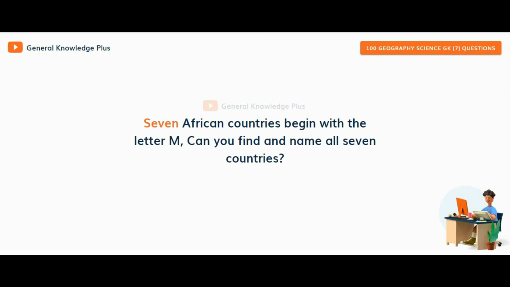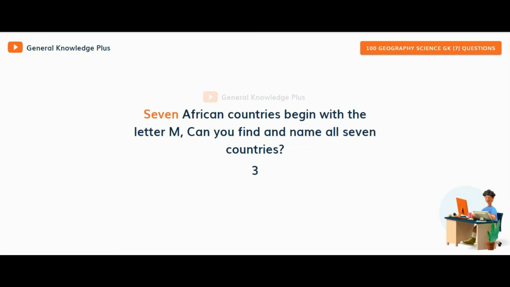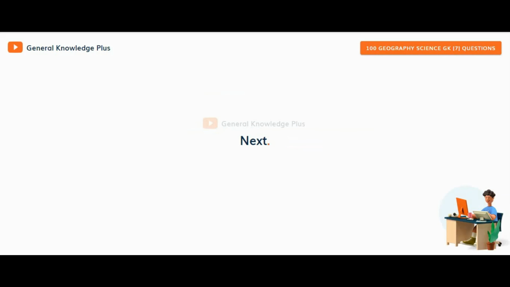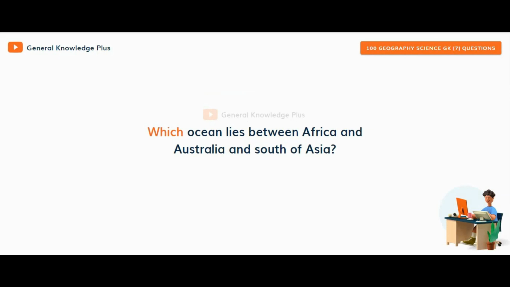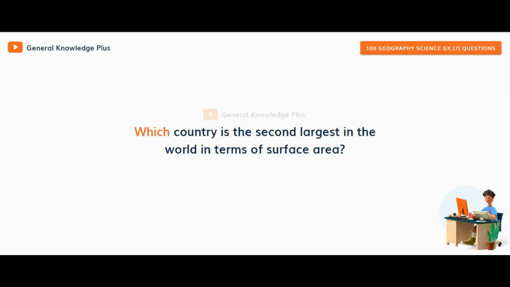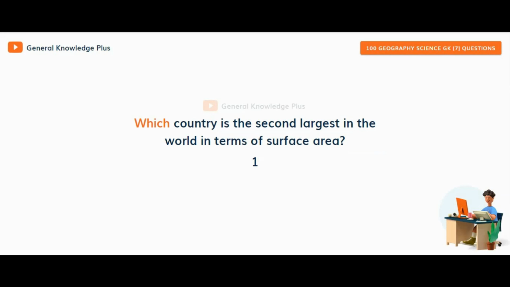7 African countries begin with the letter M. Can you find and name all 7 countries? Madagascar, Malawi, Mali, Mauritania, Mauritius, Morocco, Mozambique. Which ocean lies between Africa and Australia and south of Asia? Indian Ocean. Which country is the second largest in the world in terms of surface area? Canada.